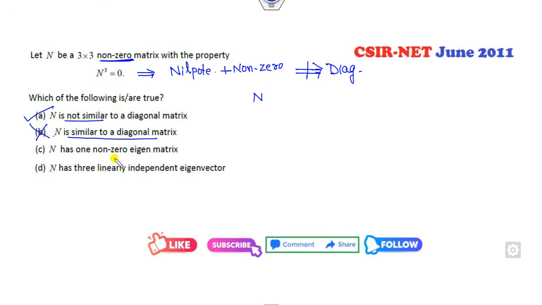Now, A has one non-zero eigenvector. What are the eigenvalues of this? Eigenvalues are 0, 0. So definitely once you have an eigenvalue, there exists an eigenvector. So A has one non-zero eigenvector. That's a correct option. A has 3 linearly independent eigenvectors. What does it mean? Linearly independent eigenvectors means geometric multiplicity.